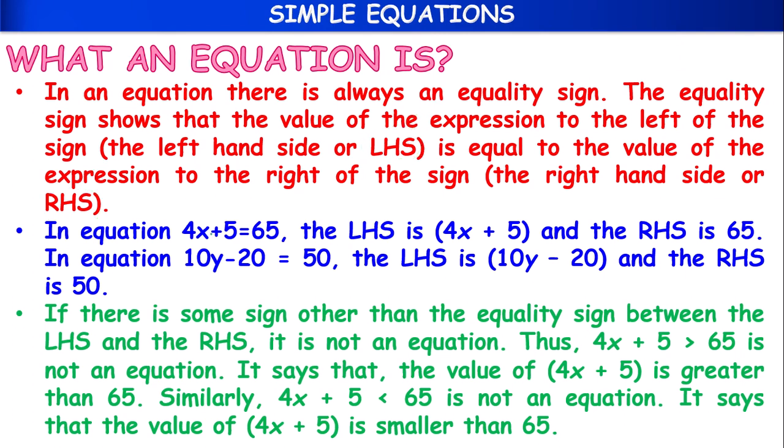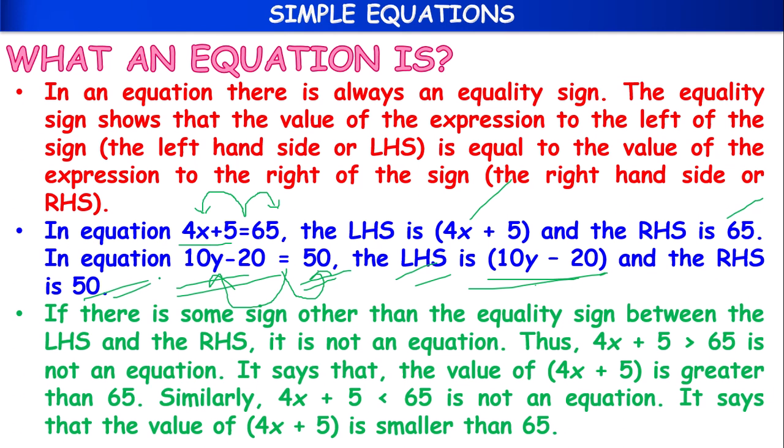Suppose you take the equation 4x plus 5 equal to 65. In this, there is the equality sign. To the left of it, we have 4x plus 5, which is LHS. To the right of it, we have 65, which is RHS. Suppose you take the equation 10y minus 20 equals 50. On the left hand side, we have 10y minus 20, which is LHS. On the right hand side, we have 50, which is RHS.